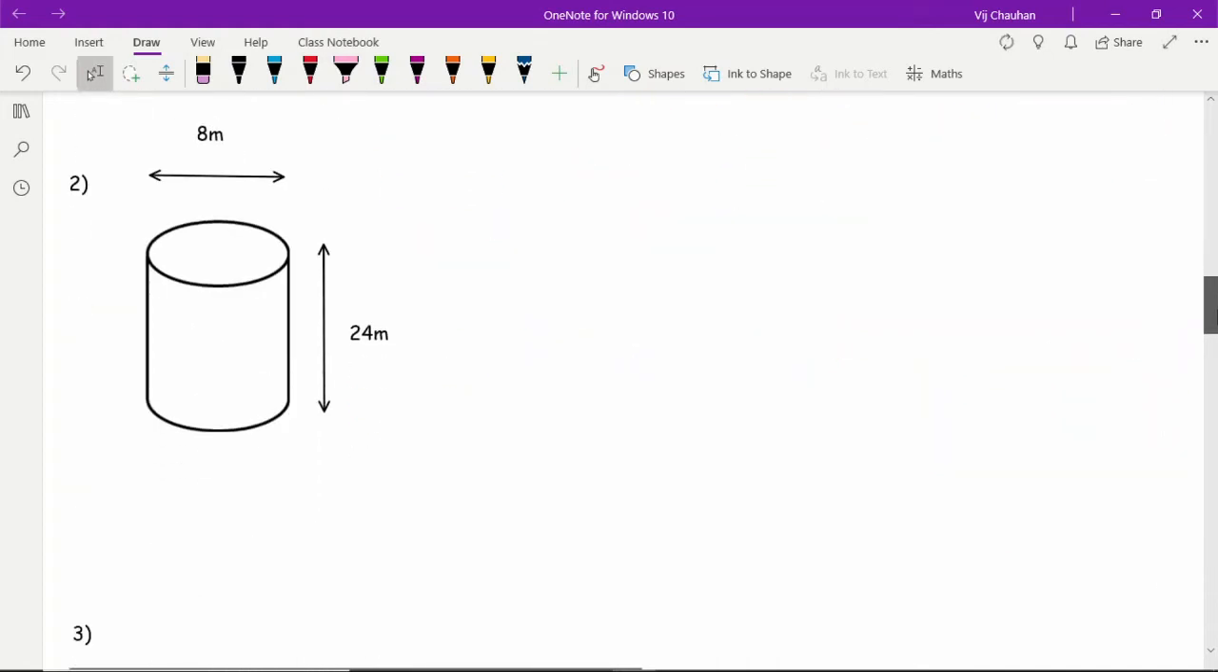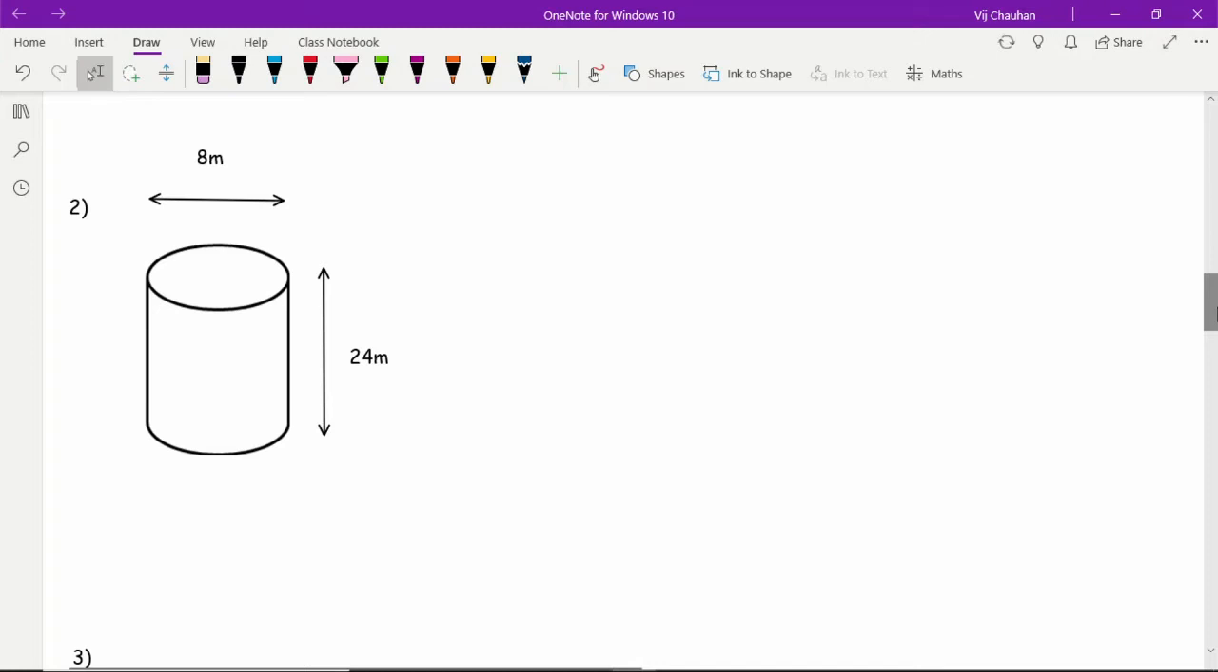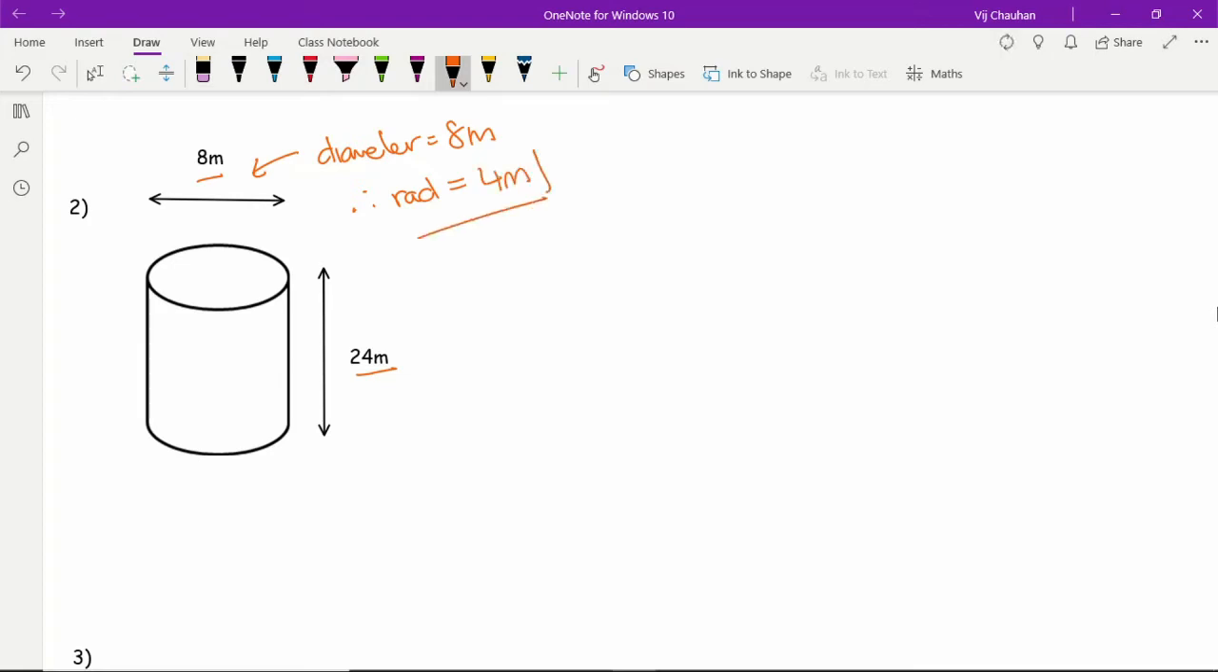So let's have a look at our next question, question number 2. Again, the first thing we want to check is, are our two lengths given in the same unit? Yes, because we've got 8 metres and we've got 24 metres. Now in this particular case, I've been given the diameter, so the diameter is equal to 8 metres, but what I need is to know the radius. To work out the radius, all I need to do is divide the diameter by 2, which gives me 4 metres, and that is what I'm going to be using to work out the volume.